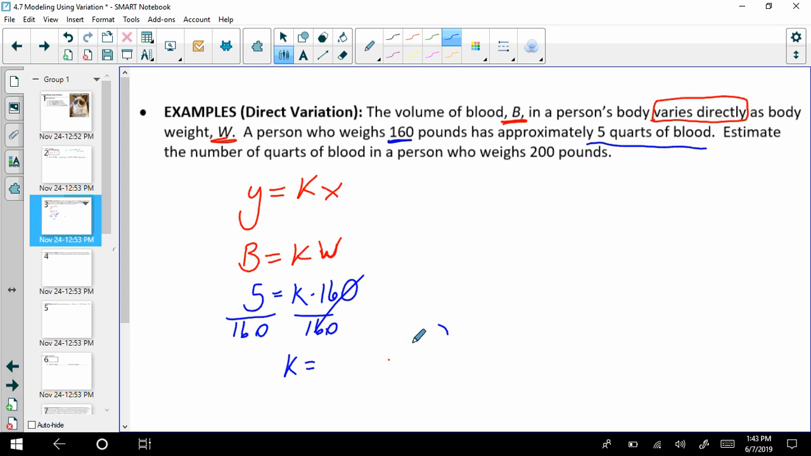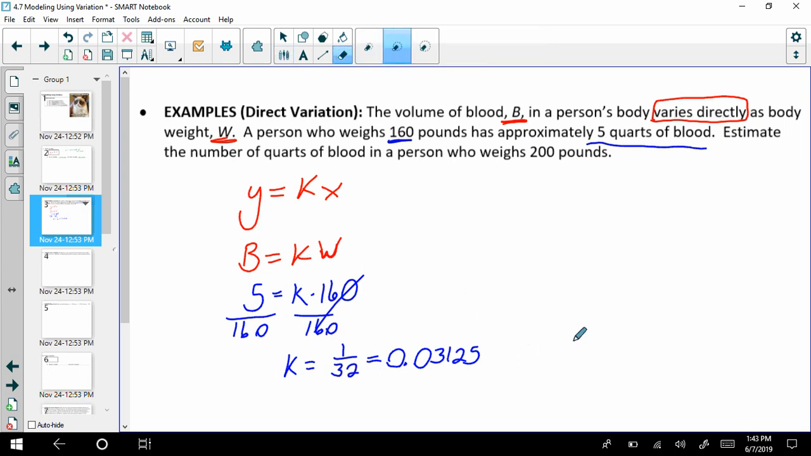if I left this as a simplified fraction, 5 will go into both of those numbers. So we could write it as 1 over 32, or if we use a decimal, I would ask that you keep a few places out. In my math lab, you will have to look and see how it wants the value entered. It will either say keep k as a fraction, or it will say keep it to blank many decimal places. You'll have to see what it wants.